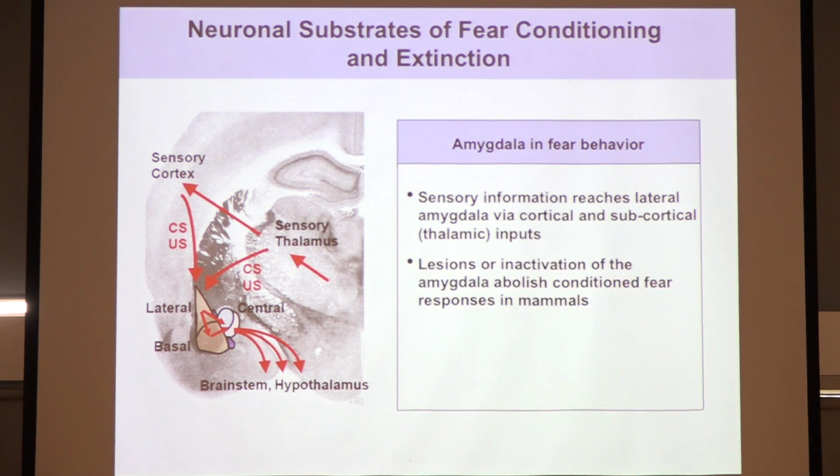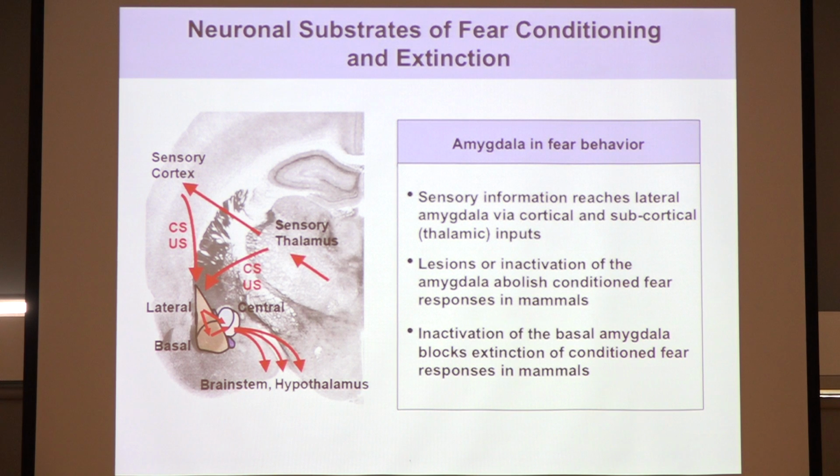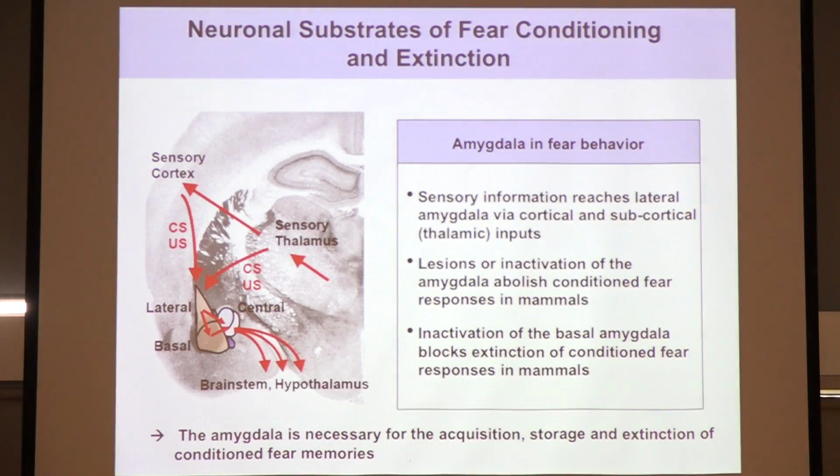If you make a lesion or inactivation of this region, you completely abolish conditioned fear in mammals. It has also been shown that inactivation of one particular nucleus, the basal amygdala, also blocked the extinction of conditioned fear responses. So it's known from this data that the basolateral amygdala is involved in both fear conditioning and extinction. It's involved in the acquisition, the storage, and the extinction of conditioned fear memories.